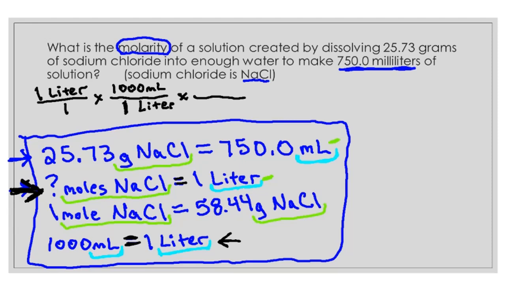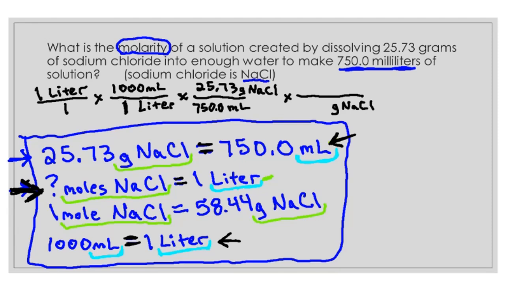Then we want to put another multiplication sign and another fraction bar. And we left off with milliliters on the top, so we're going to put milliliters on the bottom. The next place in the data table that milliliters is mentioned is over here, 750.0. And what's on the other side of the equal sign is 25.73 grams of NaCl. Now we do another multiplication sign and another fraction bar. We left off with grams of NaCl.